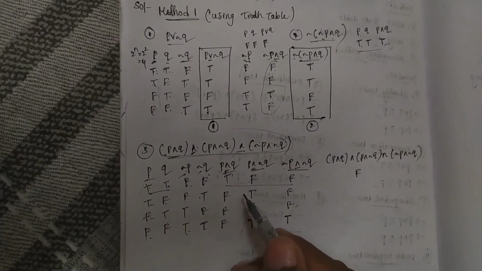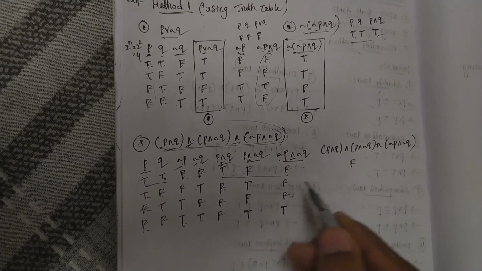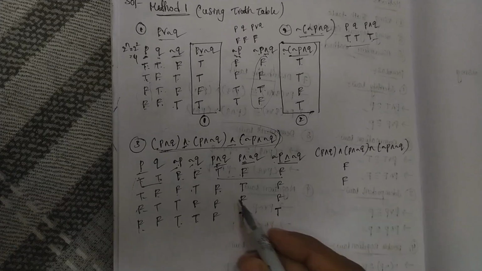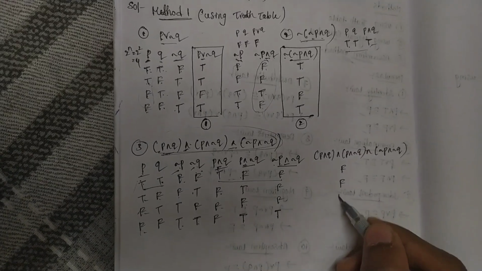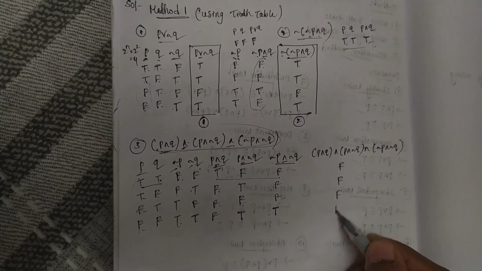Yes, you can see false, true, false means false only. Here false, false, false means false. Here true, false, true, true means false.